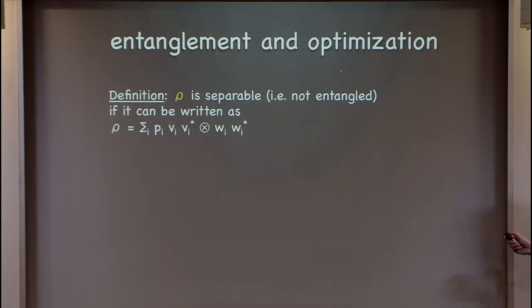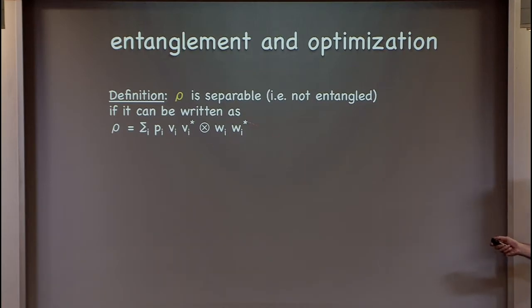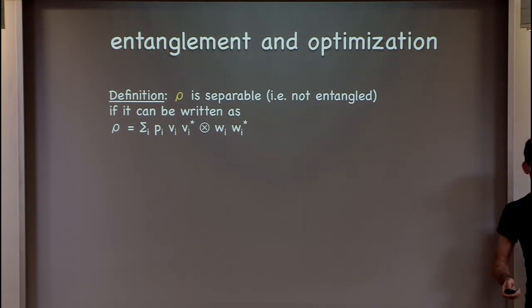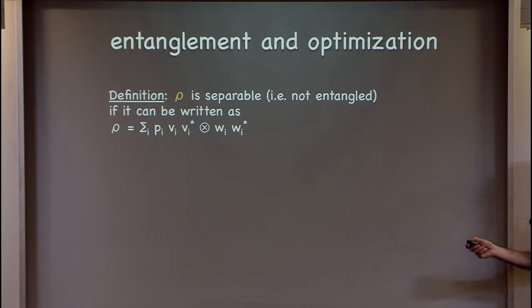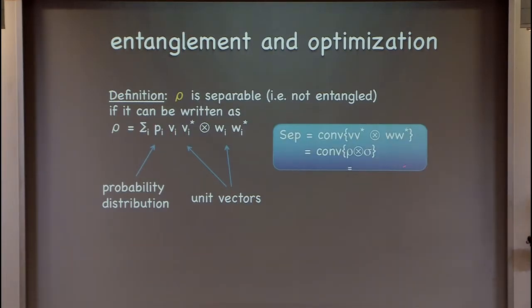It relates to an optimization problem related to entanglement. So one other definition of separable, I said you can decompose into density matrices. Of course, these density matrices you could further decompose into rank 1 objects. So any separable state, you could also say you can write it in this form. And this way is nice because these are the extreme points of the set of density matrices. So here, the p_i is a probability distribution, and these v's and w's are unit vectors. So you could say that set is the convex hull of vv star tensor ww star.